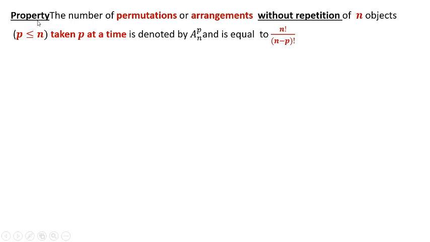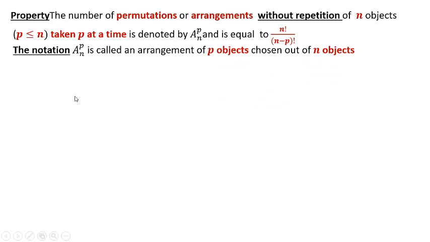First main property. The number of permutations or arrangements without repetition of n objects taken p at a time, of course p less than or equal to n, since we arrange p objects out of n objects. This is why this condition is necessary. It is denoted by A p out of n and is equal to n factorial divided by n minus p factorial. The notation A p out of n is called arrangement of p objects chosen out of n objects.